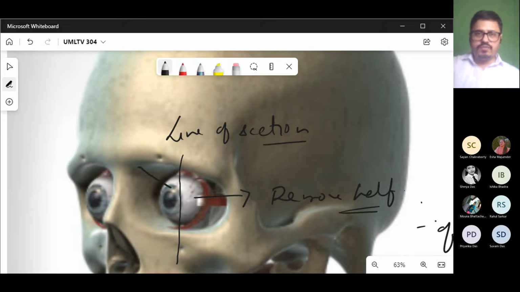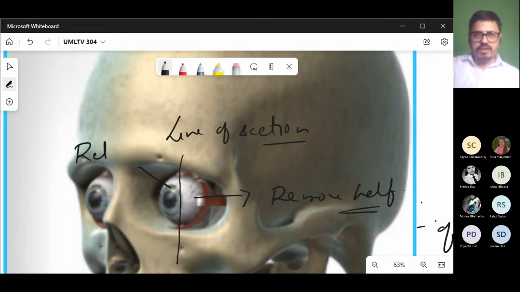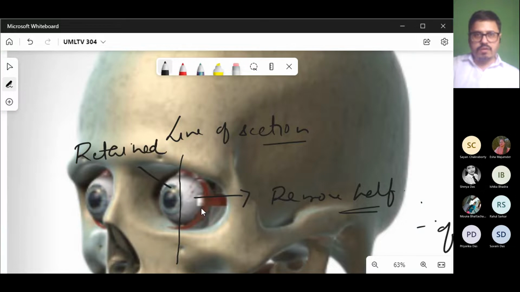And the other half would thus be retained. Is this part understood? Yes, sir. Okay.